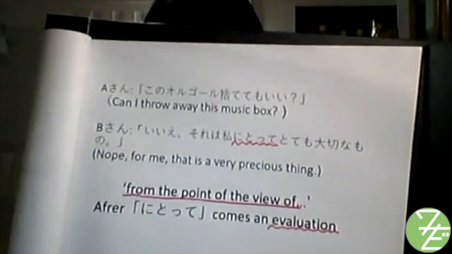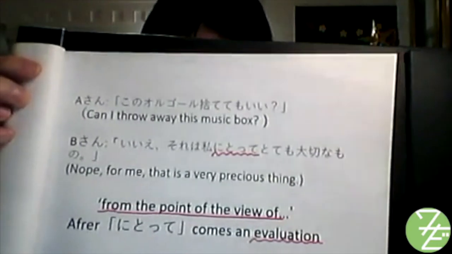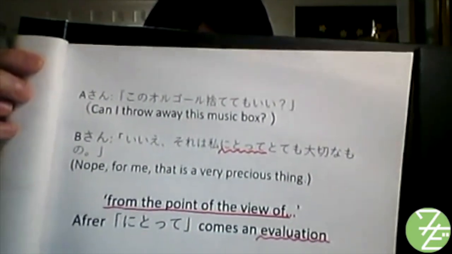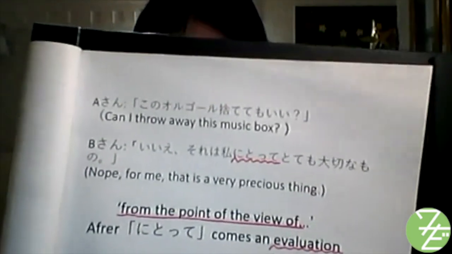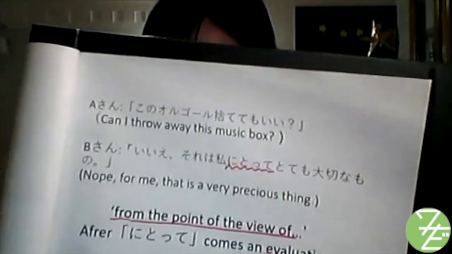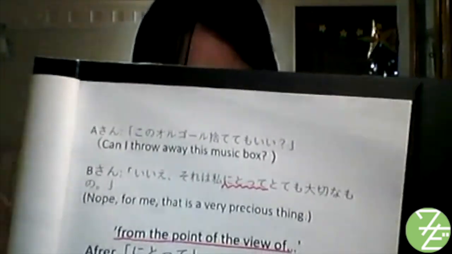For example, このオルゴール捨ててもいい? Can I throw away this music box? ダメ。それは私にとってとても大切なもの。Nope, for me that is a very precious thing. Let's try to solve these three questions.